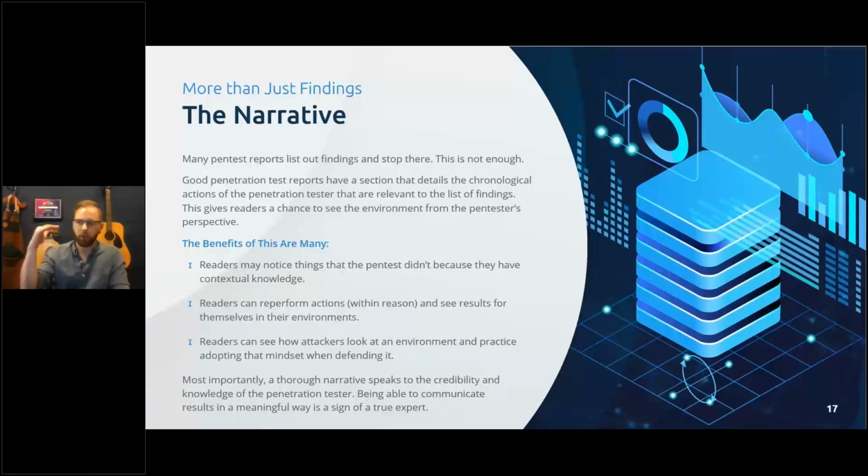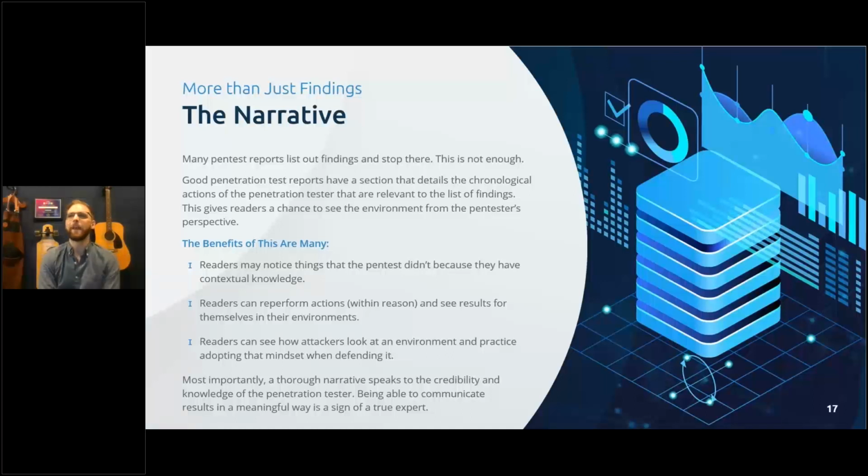Our narrative is a chronological essay almost of how the pen test went, what we did, when we did it, and how we came to some of the conclusions that we came to. There are several reasons we do this. One, it gets our pen testers thinking linearly. We want pen testers to think through the entire process. We want them to consider the context that they're in. It is not enough to just hit finding after finding after finding and never think about how they may impact the business or how they may relate to each other. The process and the exercise of writing out a chronological narrative forces pen testers into this mindset.